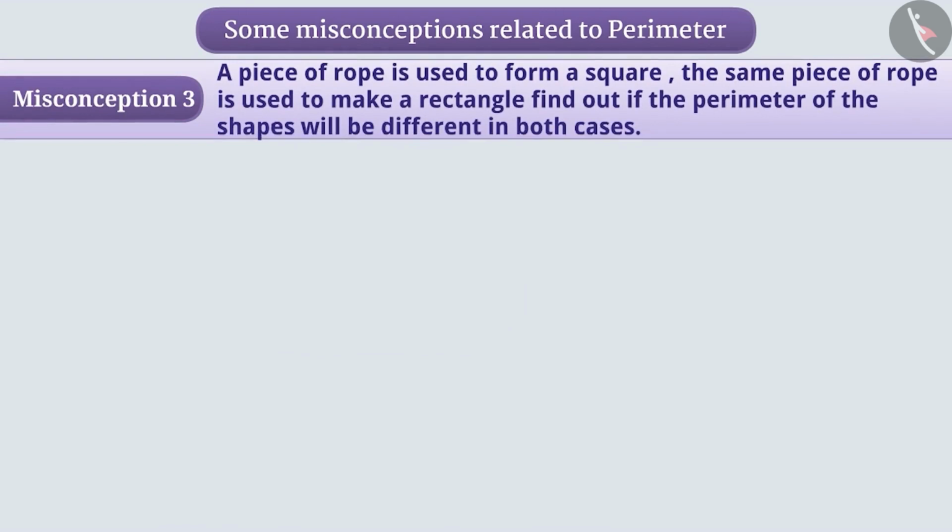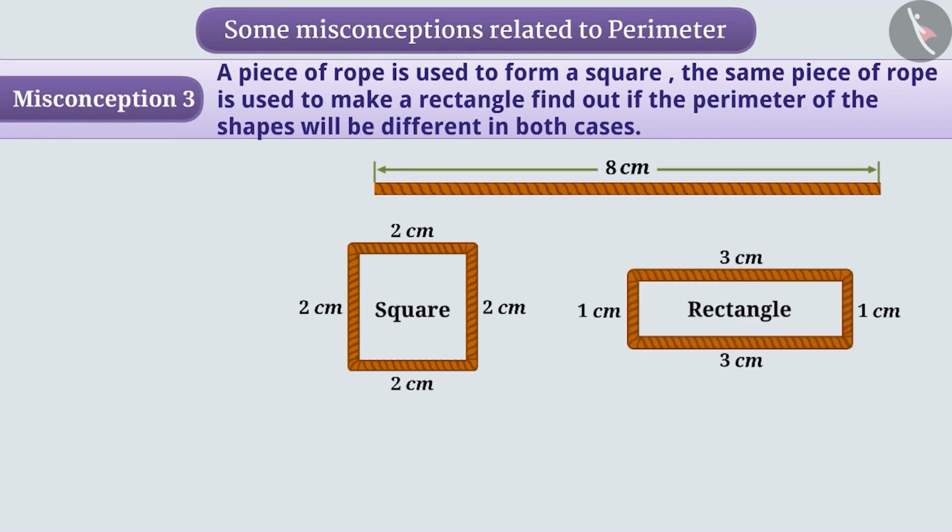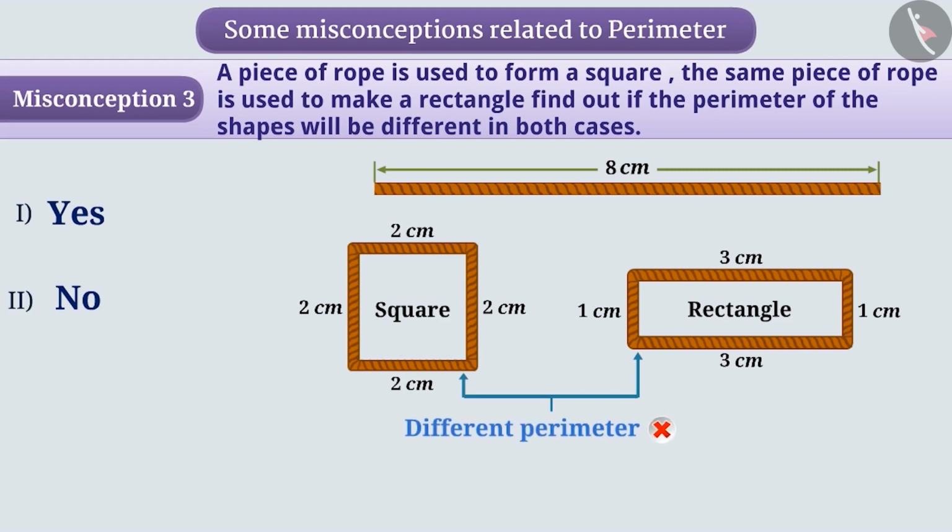Misconception 3. A piece of rope is used to form a square. The same piece of rope is used to make a rectangle. Find out if the perimeter of the shapes will be different in both cases. Some students believe that if a shape changes, the perimeter also changes. With this understanding, they select option 1, which is an incorrect answer.